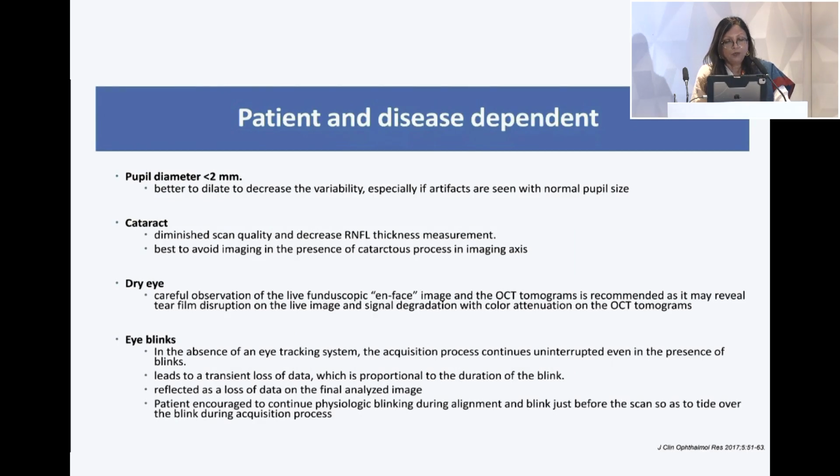So for the patient and disease dependent factors, if you have a pupil less than 2 millimeters, you could get an erroneous scan. Cataract could actually give a hazy media and also give an erroneous scan. Be careful your patient doesn't have dry eye, because that also can cause segmental defects in the OCT, and eye blinks in the tracking system can actually cause missing data in the OCT.